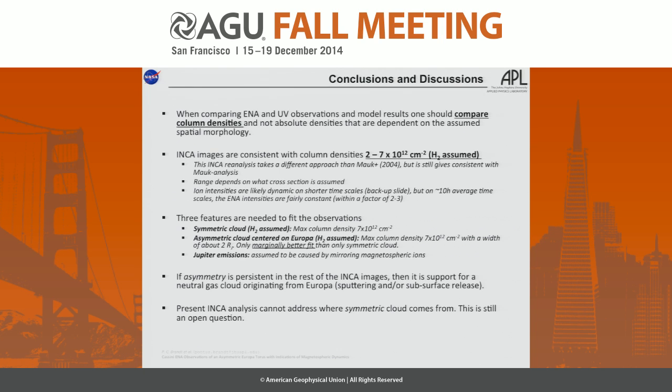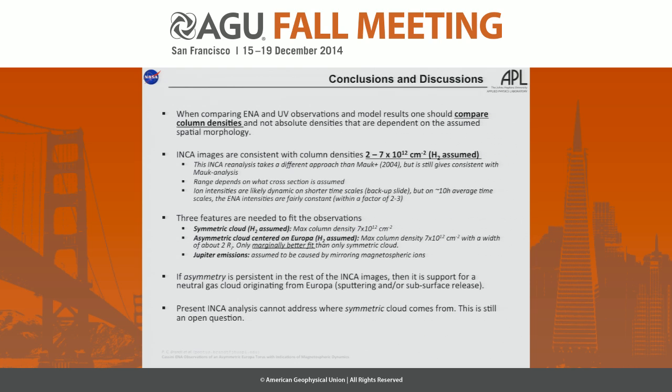So I said that in this reanalysis, we took a different approach than what Barry did, and still we arrive at the same range as they did. This range, of course, depends heavily on what cross-section we assume. So if we assume the same cross-section as Barry, we basically agree right on the dot.